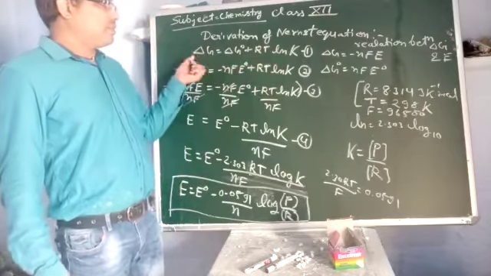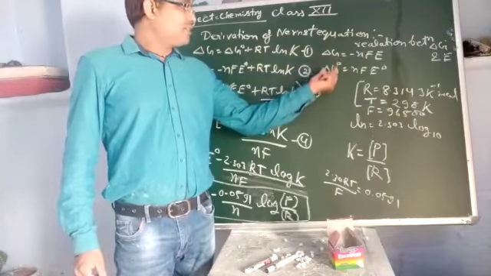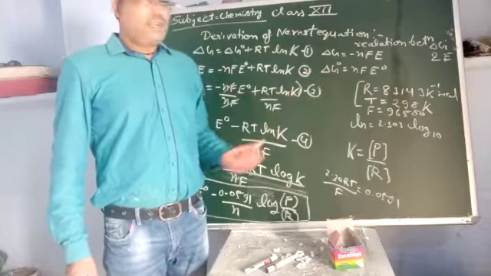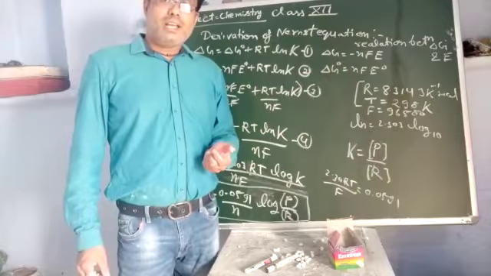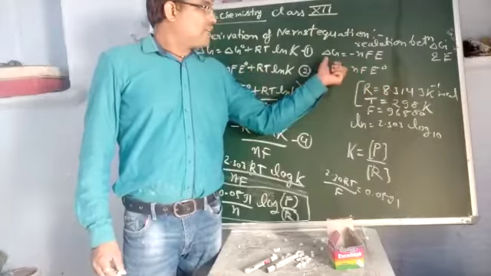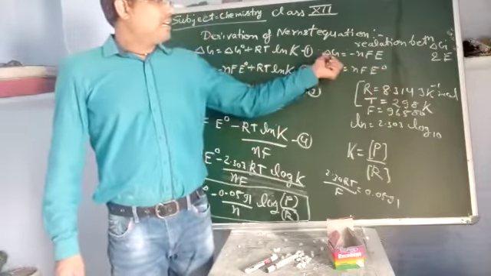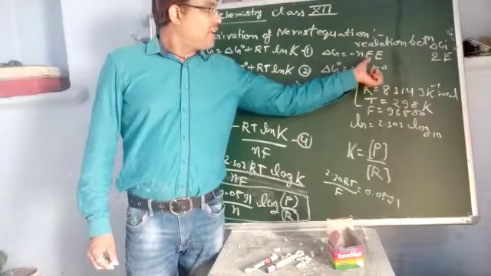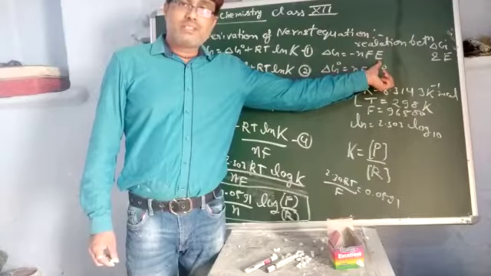Now, what is delta G? It is Gibbs free energy. And what is delta G naught? It is standard Gibbs free energy. So there is a relation between Gibbs free energy, or you can say change in Gibbs free energy, and the EMF of the cell. That is delta G is equal to minus nFE. In this relation, delta G is change in Gibbs free energy, n is number of electrons, F is Faraday, and E is EMF of the cell.